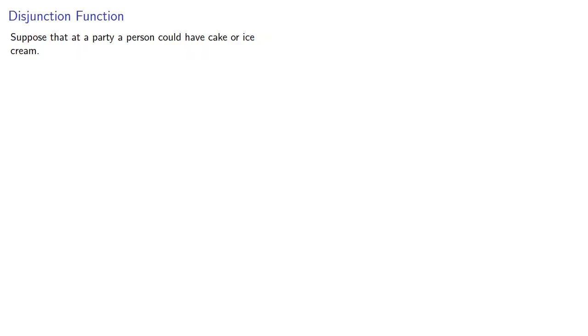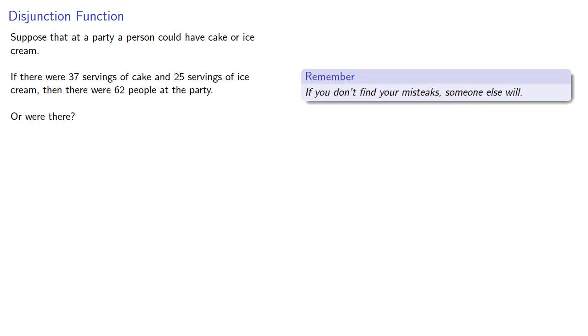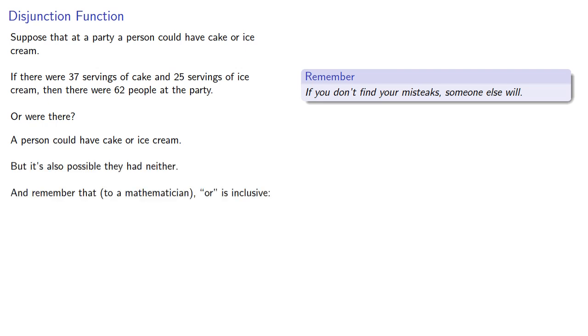For example, suppose that at a party a person could have cake or ice cream. If there are 37 servings of cake and 25 servings of ice cream, then there were 62 people at the party. Or were there? Remember, if you don't find your mistake, someone else will. A person could have cake or ice cream, but it's also possible they had neither. And remember that, to a mathematician, "or" is inclusive. So a person could have both.